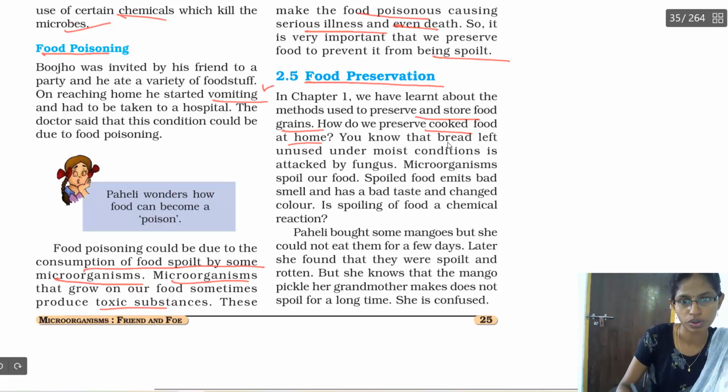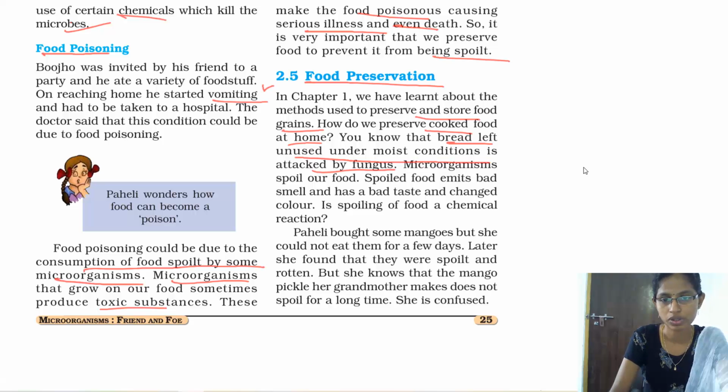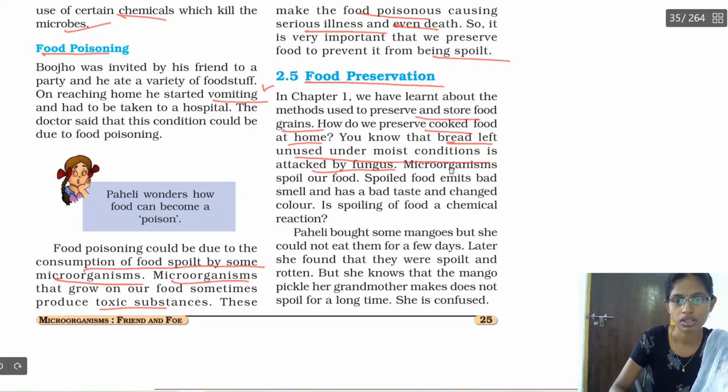You need to know that bread left unused under moist conditions is attacked by fungus. So if you keep bread for many days in your home, what happens? You are going to see a growth on the bread, okay? That means the bread is spoiled and it contains microorganisms, okay? So that kind of food you are not going to eat. The spoiled food smells bad, the taste is also changed, and the color of the food is also changed, okay?